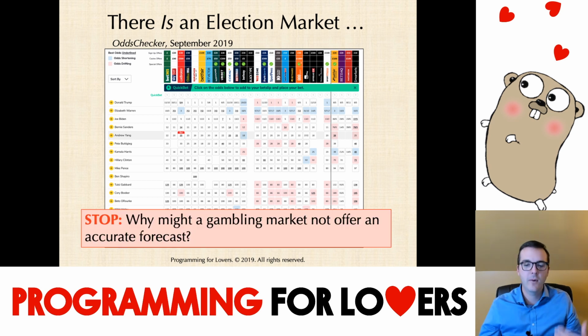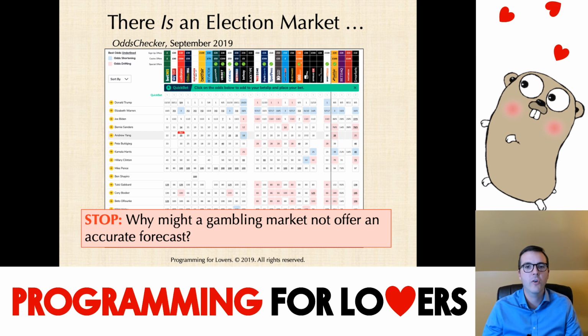Of course, we could stop and reflect here and say, why might a gambling market not offer an accurate forecast? And there's a number of answers there. One would be that the people who gamble in a population are not necessarily an accurate proxy for the people who are going to actually vote in the election. So you could just be honing in on what gamblers think about this particular candidate, and that might be biased in one direction or another.